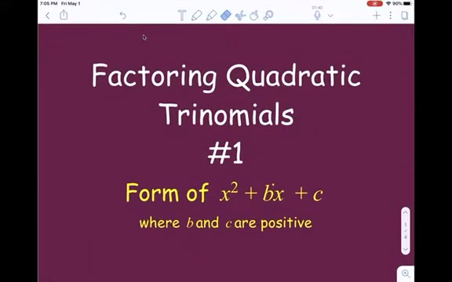Hey everybody, let's talk about factoring quadratic trinomials. Now, this is some pretty advanced factoring compared to what we've been doing up to this point. So, in a way, I think it's best if you think about it like we're going backwards.